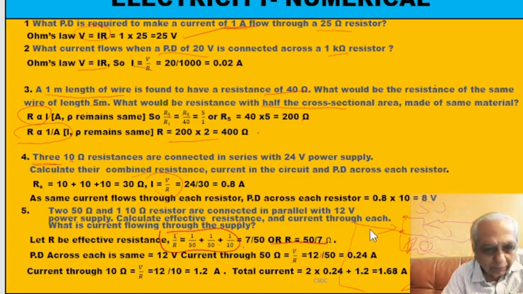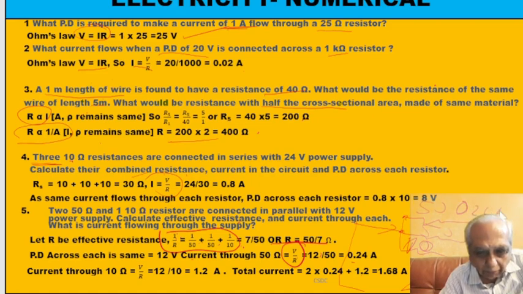Next, the PD across each is the same, 12 volt. Always in parallel the PD is the same, so that is given to be 12 volt. It says calculate the effective resistance and the current through each. Current through each means current through the 50 ohm and the 10 ohm. Through both 50 ohm resistances it will be the same, since V is always the same. So across the 50 ohm, the current is V upon R. V is 12 volt, R is 50. You will get 0.24. So through each 50 ohm resistance, the current is 0.24 ampere.